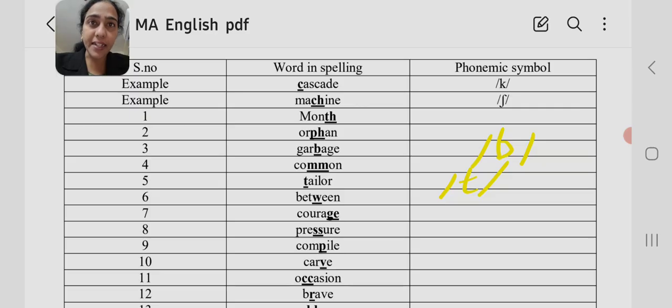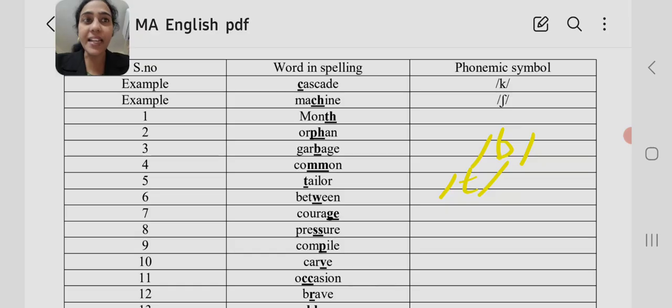We write the second slant line as a closing slant line. We don't have a special phonemic symbol for this last E. Why? Because when we say the word, that E is not sounding out, which means to say it is cascade, not cascade E.